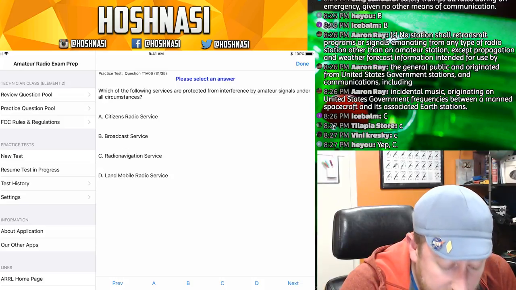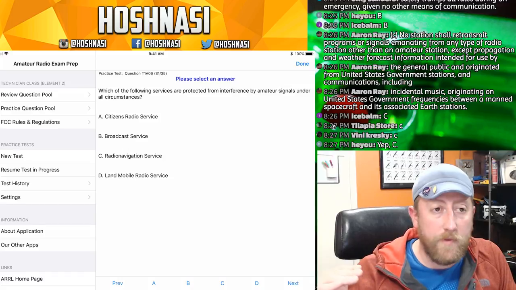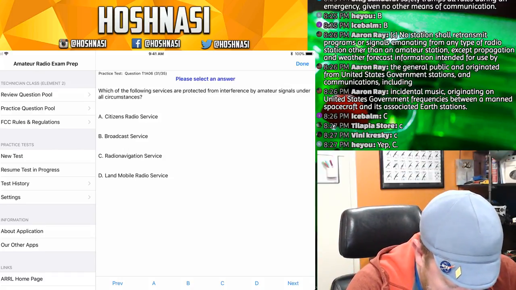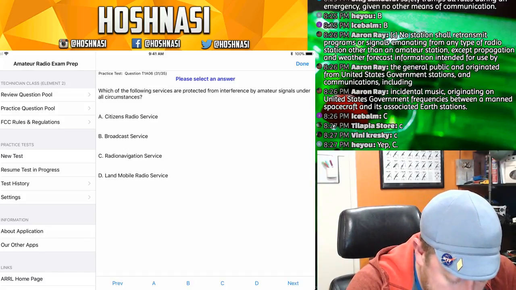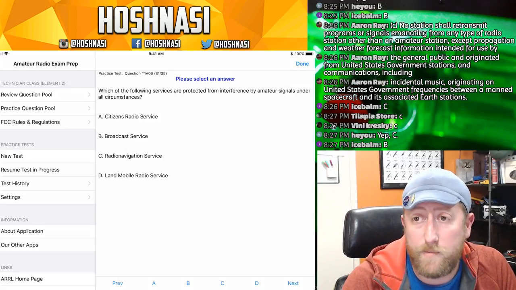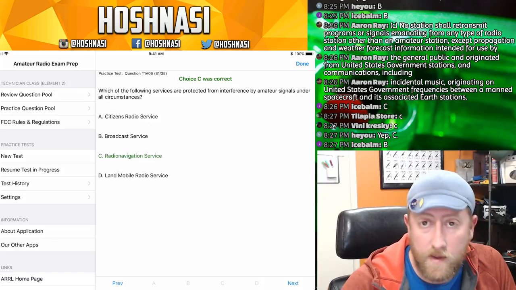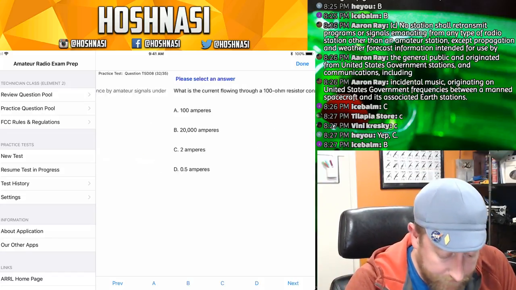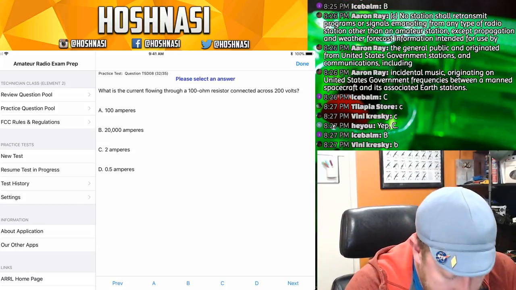Which of the following services are protected from interference? Meaning, amateurs talking over the top of broadcast service, radio navigation service, land mobile. I'm going to go with radio navigation, implying that there's people who could get totally lost and die. Let's see. Yeah. All those other ones can share the waves, but that's the only one where they cannot backseat.